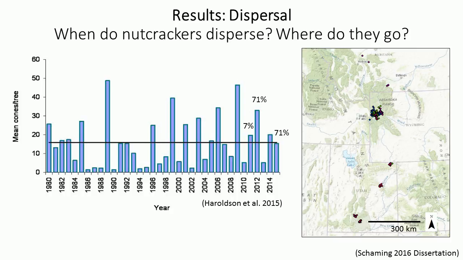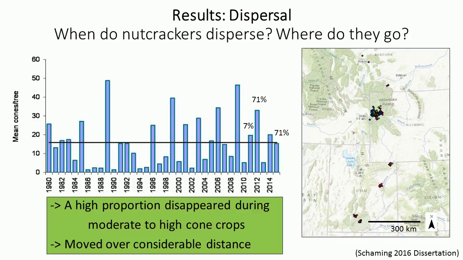I found that in 2015, the year when I was satellite tracking, of those 7 birds, 71% left the area. 4 of them actually went to Utah and overwintered in Utah. 3 of them came back to Jackson in June. 1 of them went up to Montana. So these birds are moving over a considerable distance. They also left in a year of a moderate cone crop.